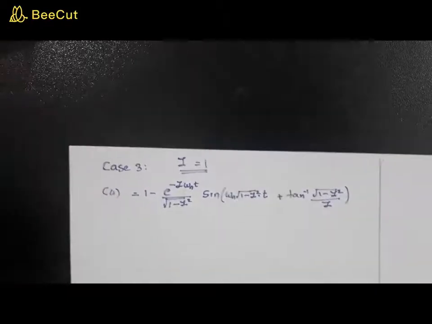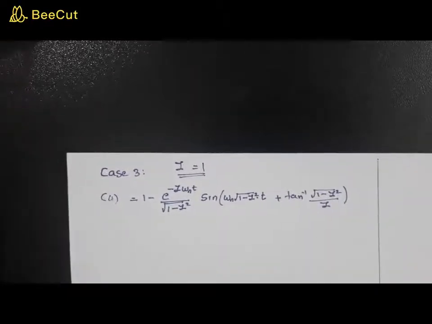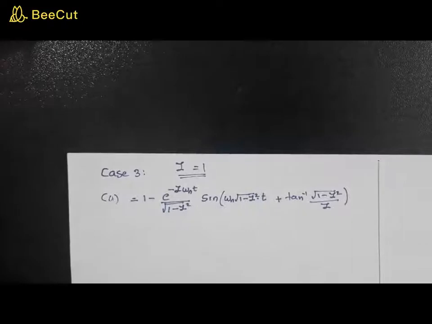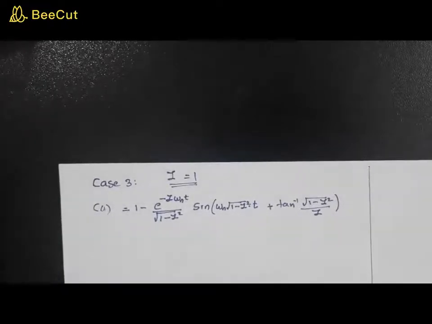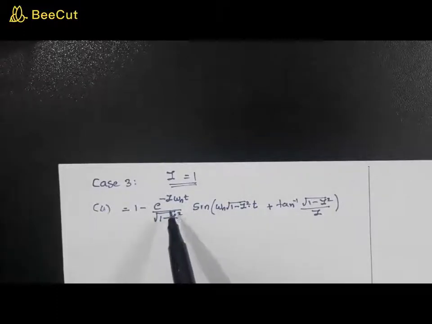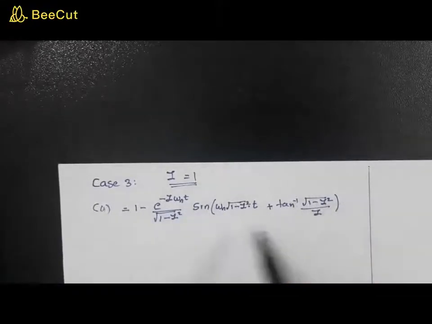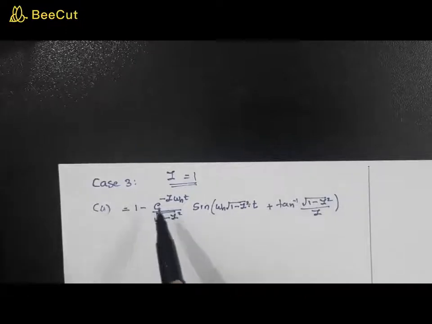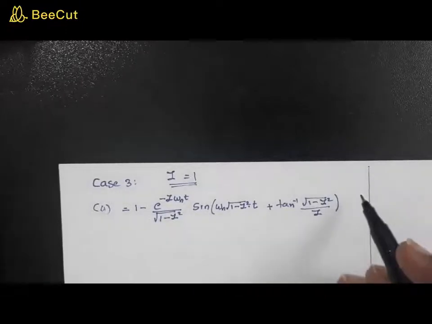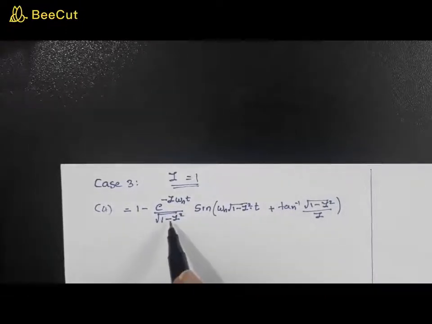Now let me put theta equal to 1 into this equation. What will happen to this equation? When I put theta equal to 1, this becomes e raised to minus omega n t, but this is going to be sine of some infinity, so that's going to be infinity. So you're going to get this term here also. This becomes 1 minus 0.